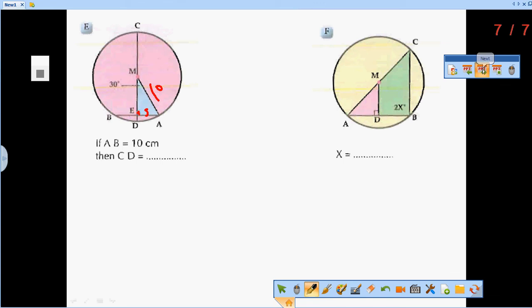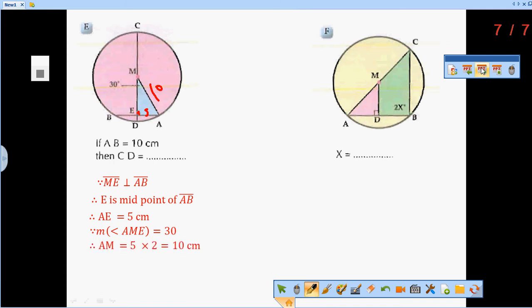Let us see the proof. ME is perpendicular to AB, then E is the midpoint of AB from the corollary of the curve. So AE is equal to 5 centimeters. And since the measure of angle AME equals 30 in right angle triangle MEA, then AM equals twice AE, which means 2 times 5 equals 10. So the diameter length is equal to double the radius length. It will be 20 centimeters.